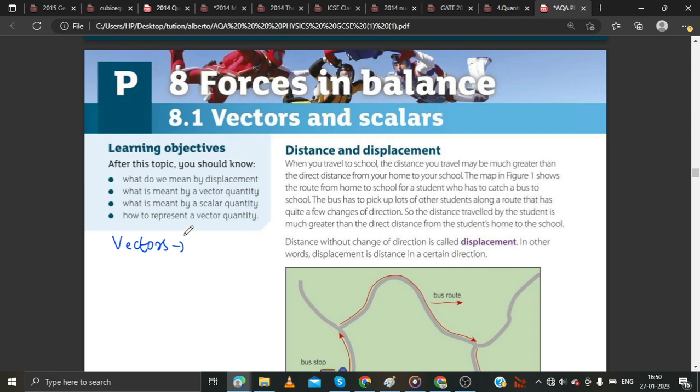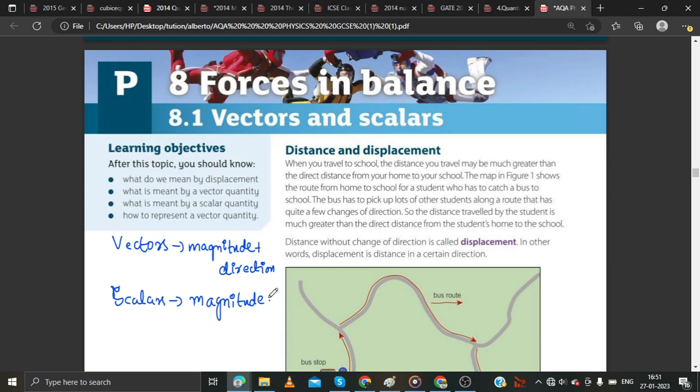We can categorize objects or forces or anything on the basis of their direction and magnitude. If the thing under consideration has magnitude and direction, you can place it under the category of vectors. All others that have only magnitude can be categorized as scalars. So let's learn what a vector is and what a scalar is with the help of distance and displacement.